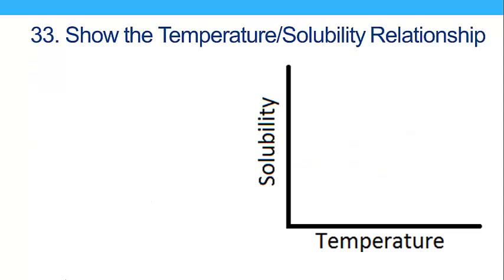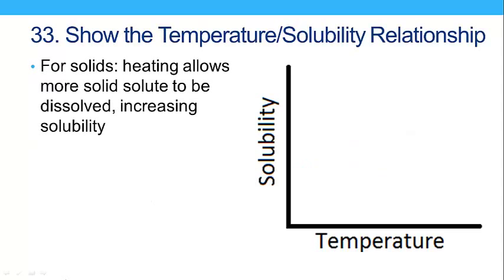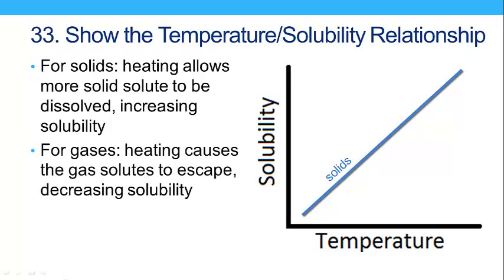Show the relationship between temperature and solubility. So for solids, this allows more solid solute to be dissolved, increasing solubility. So for solids, as you raise the temperature, it becomes more soluble. Gases are the opposite. So heating will cause the gas solutes to escape, decreasing solubility. So high temperature means low solubility for gases.